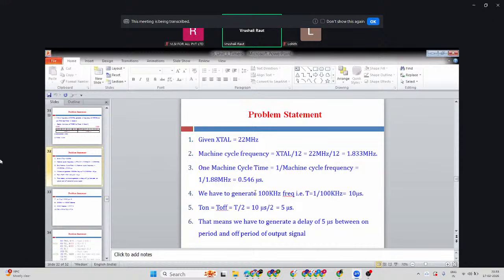Okay, now what do we have to generate? This is the frequency given to us. We have to generate 100 kilohertz. What do you mean by 100 kilohertz? In terms of time, 1 divided by 100 kilohertz means 10 microsecond. Total period of 10 microsecond. On for 5 microsecond, off for 5 microsecond. Right? That we have to generate. So how much delay do we have to generate in this case? We have to generate the delay of 5 microsecond. Is it right?